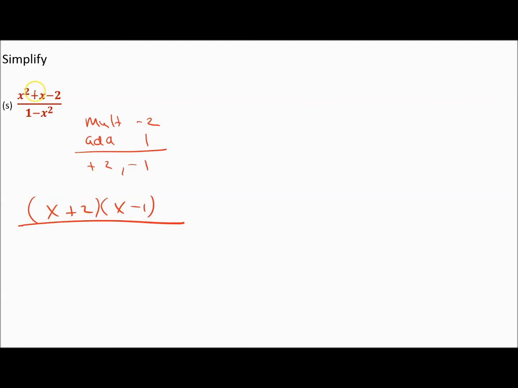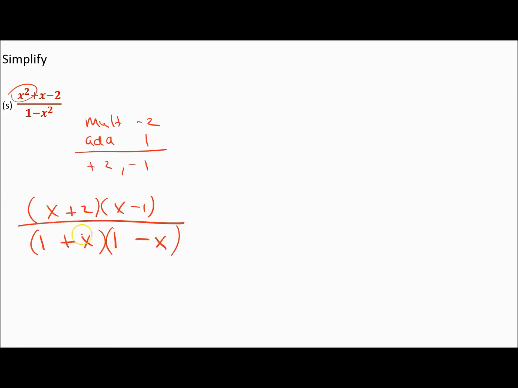Why just x? Because x times x gives you x squared. In the denominator, that's a difference of squares. Because 1 is a perfect square, x squared is a perfect square, and you're subtracting. Those are the key things you have to have. The square root of the first term here is what goes first in your binomials. Square root of 1 is 1, 1 and 1. Now, a difference of squares is always a plus and a minus factor. The square root of x squared, which is x, goes in the second position.